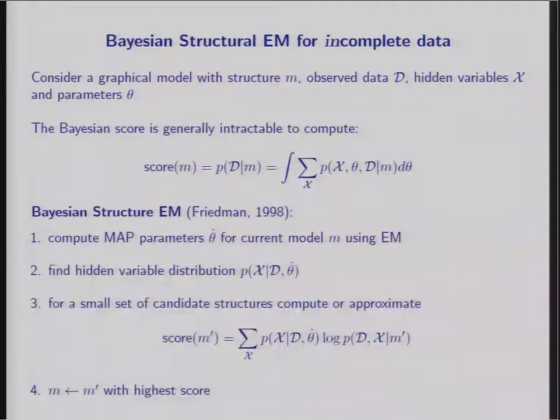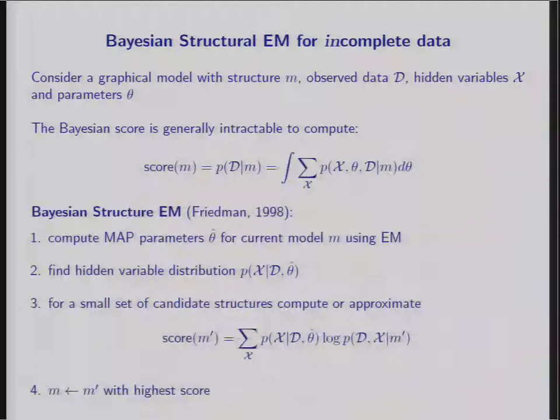And that's generally intractable. But there is a widely used algorithm called the Bayesian structural EM algorithm, which can be considered an approximation to computing this intractable score that will be able to learn graph structures with hidden or missing variables. Okay? The basic idea is it's kind of inspired by the EM algorithm.